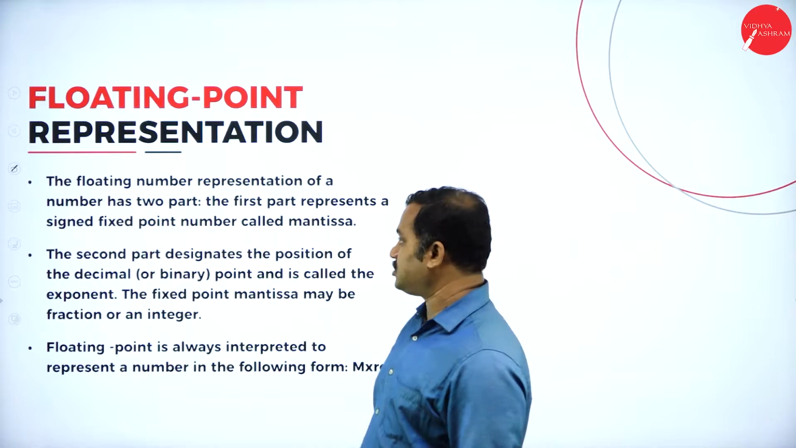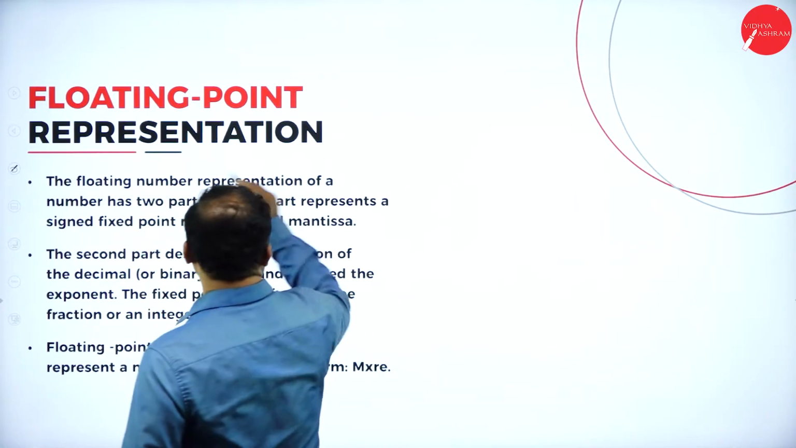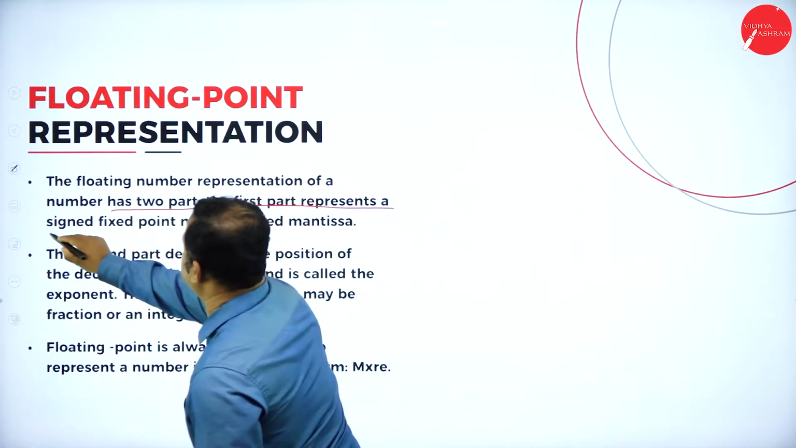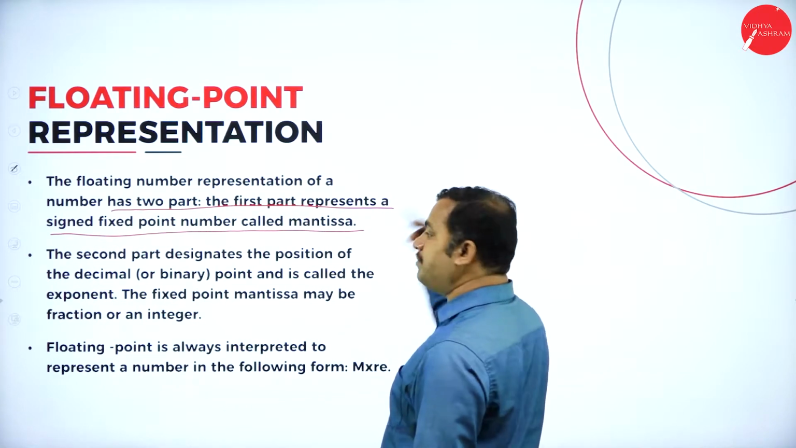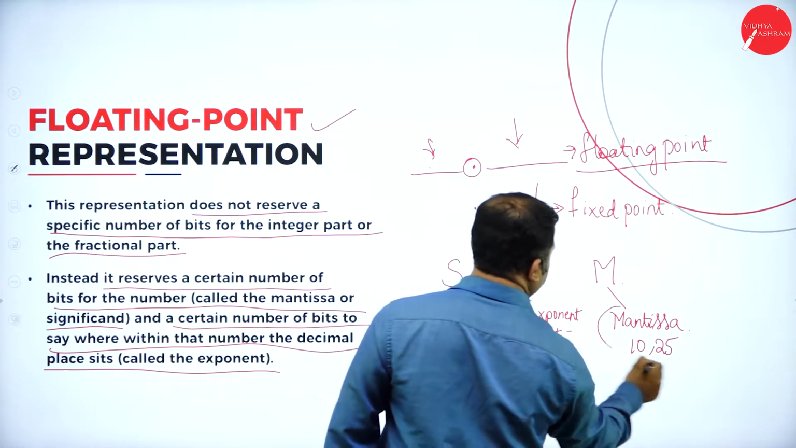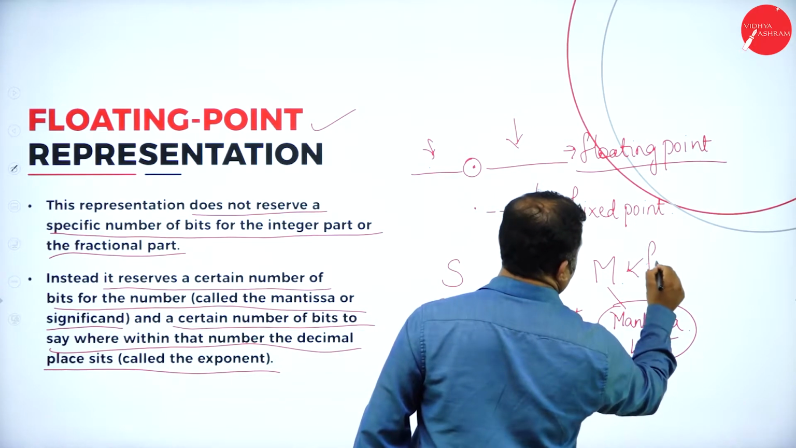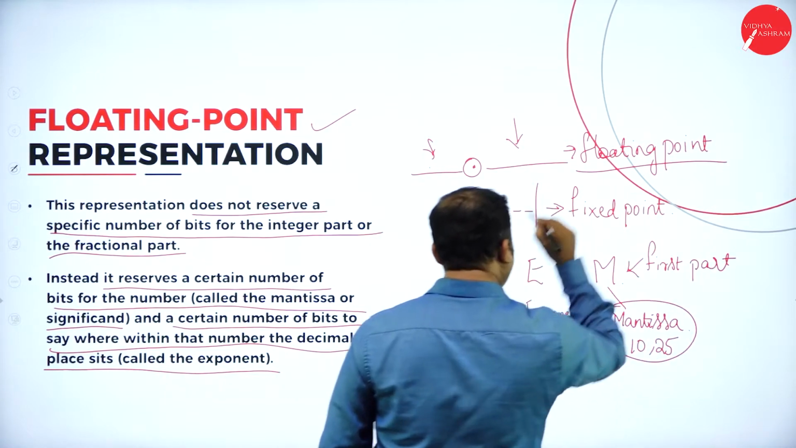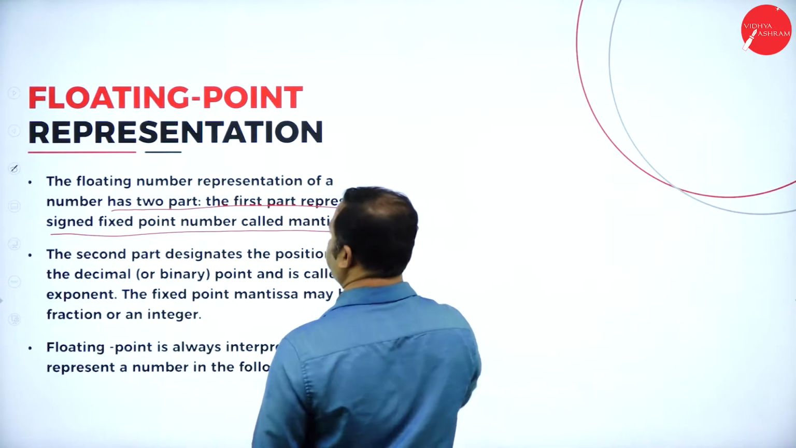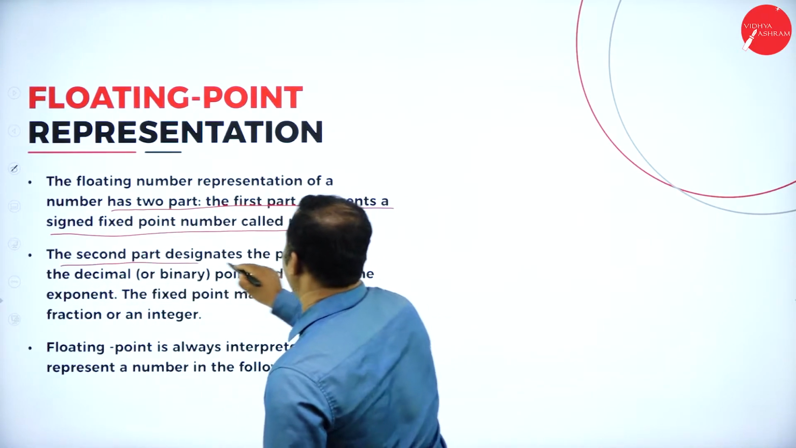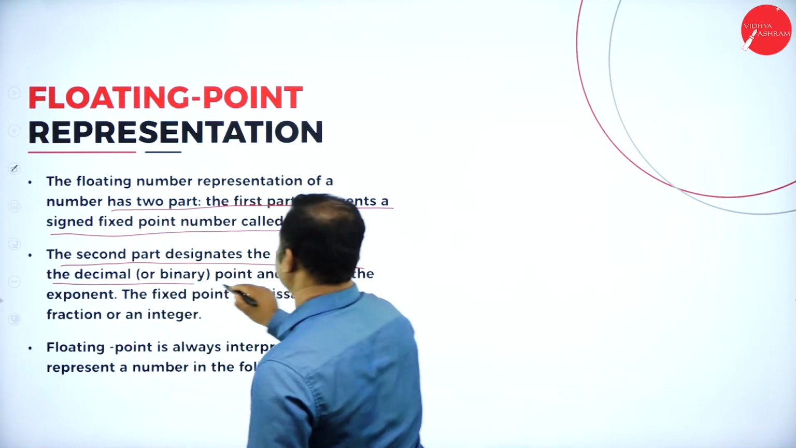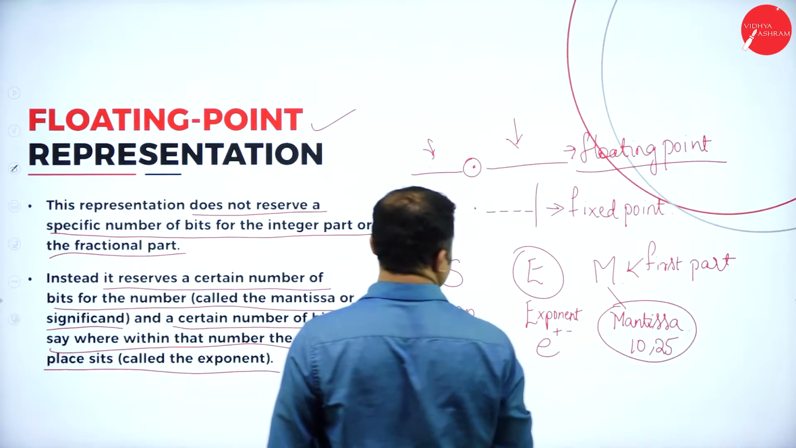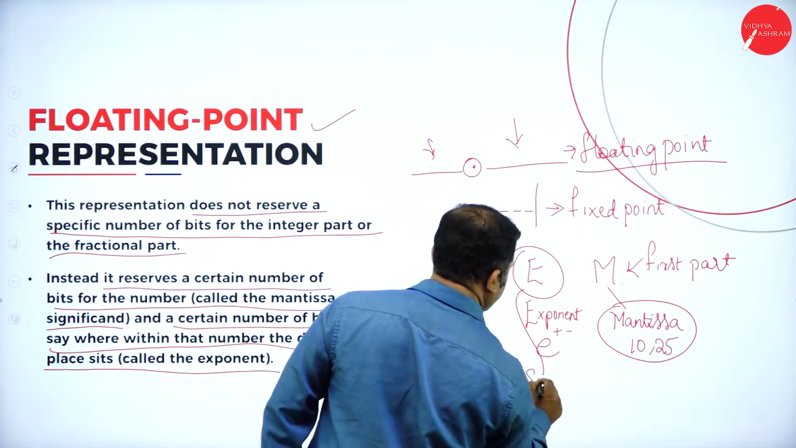Here, the floating point representation of a number has 2 parts. The first part represents the signed fixed point number called the mantissa. That is this one. This is called the first part. Which is the second part? This is the exponent. The second part designates the position of the decimal or binary point and is called the exponent. This is called the second part.